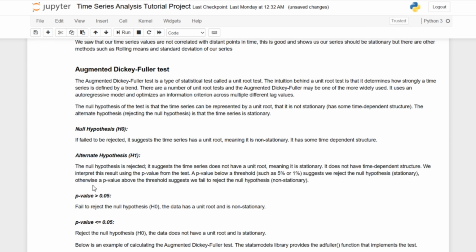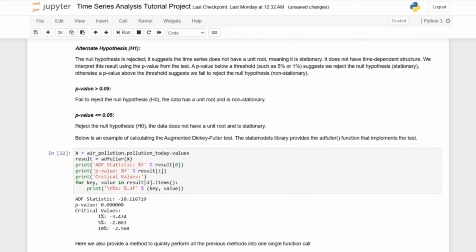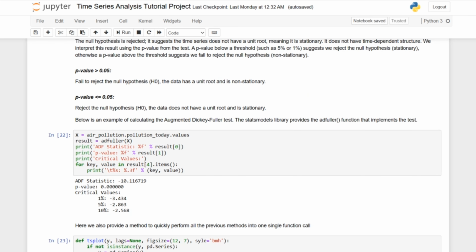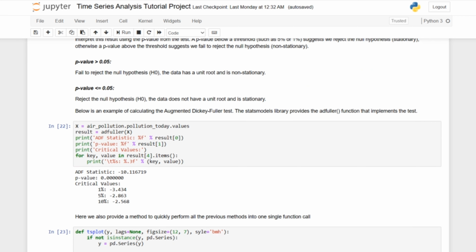So for any hypothesis test, we have a p-value. If it is greater than 0.05, you fail to reject the null hypothesis and the data is non-stationary. If your p-value is less than 0.05, the data is stationary. That means you reject your null hypothesis.